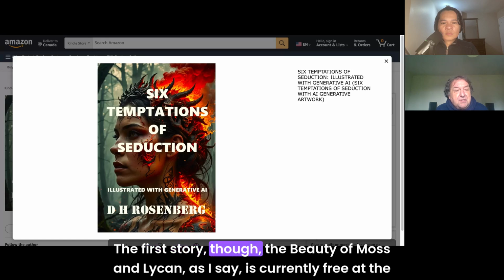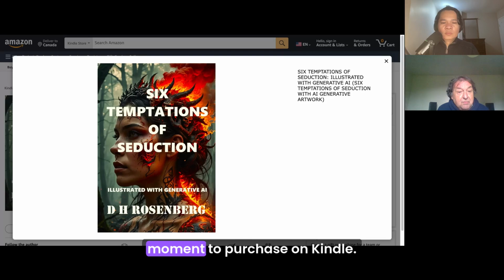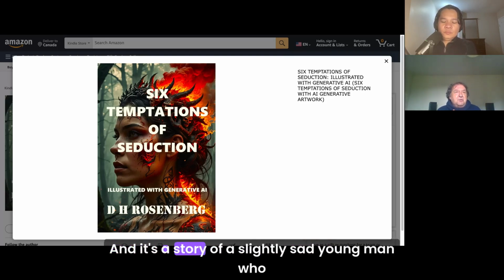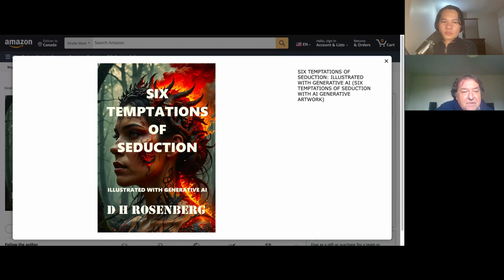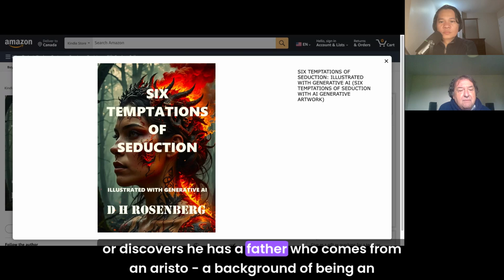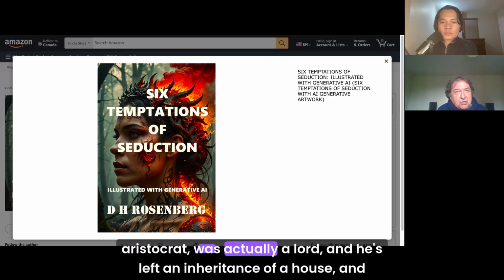The first story, The Beauty of Moss and Lichen, is currently free to purchase on Kindle. It's D.H. Rosenberg as an author, and it's a story of a slightly sad young man who is brought up by his mother. His mother dies, and then, quite by surprise, he discovers he has a father who came from an aristocratic background, was actually a lord, and has left him an inheritance of a house.